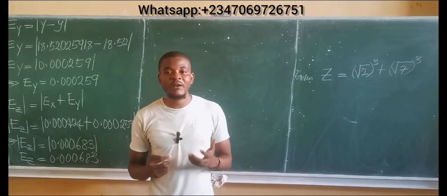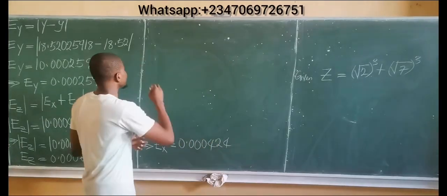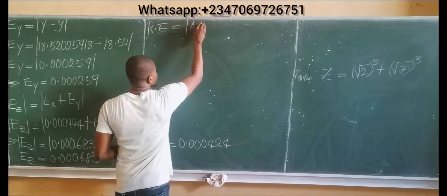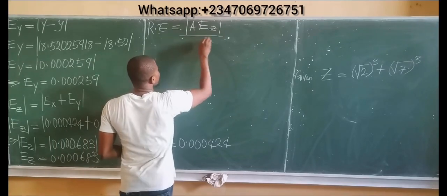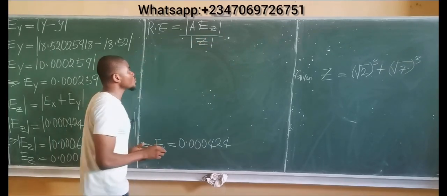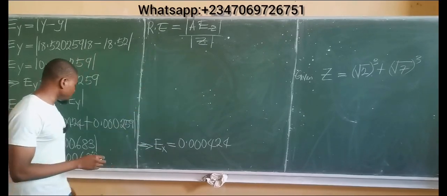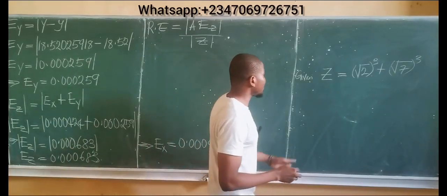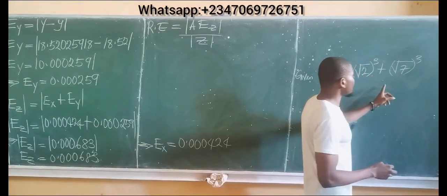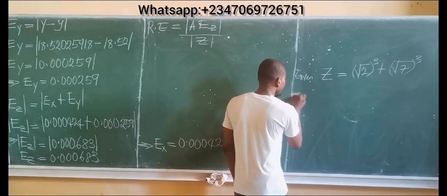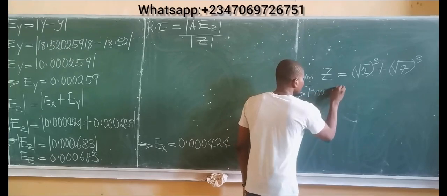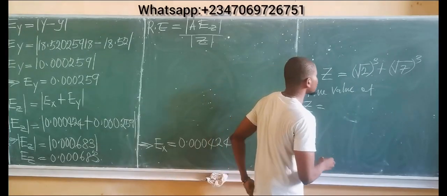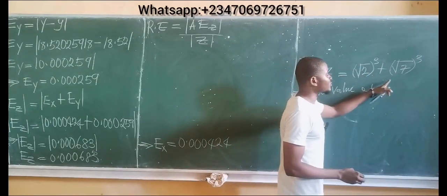Now the next question says we should find the value of the relative error. And relative error, like I said, is simply given as the modulus of the absolute error in z all over the modulus of the true value of z, which means we need to find the true value of z. Since we know the absolute error in z, we need to find the true value of z. And from here we are given that z is equal to root 2 to the power of 3 plus root 7 to the power of 3. So this simply implies that the true value of z is now equal to the sum of root 2 to the power of 3 and root 7 to the power of 3.